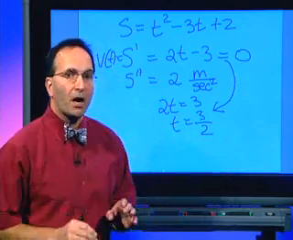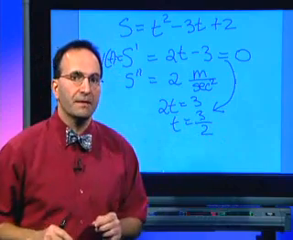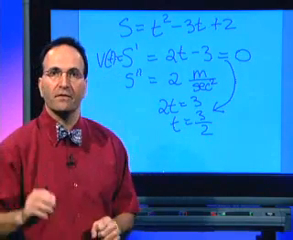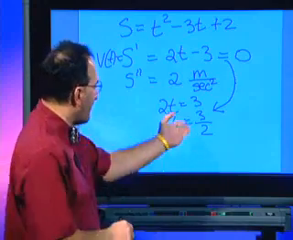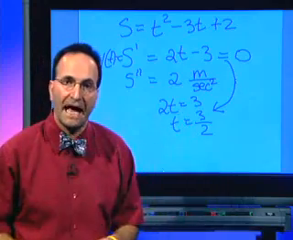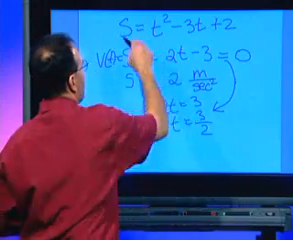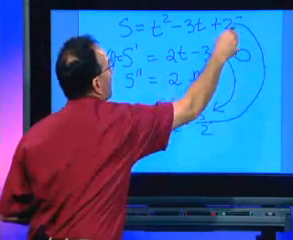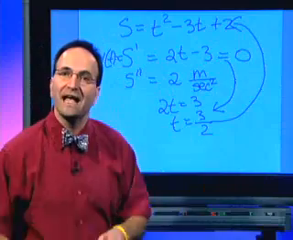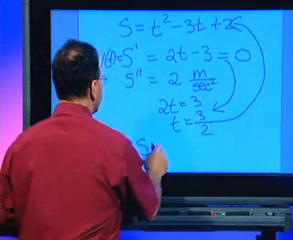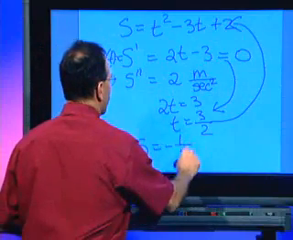Now, for the last part, which was to find out when s was at a minimum, well, that too happens when the velocity is equal to 0. It happens when t is equal to 3/2. And when that happens, we take the 3/2 and plug it back into the original equation, and what we'll find is that s is equal to negative 1/4.